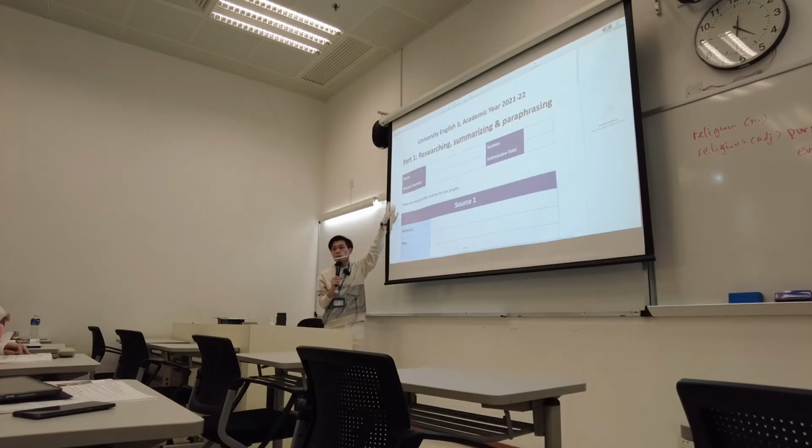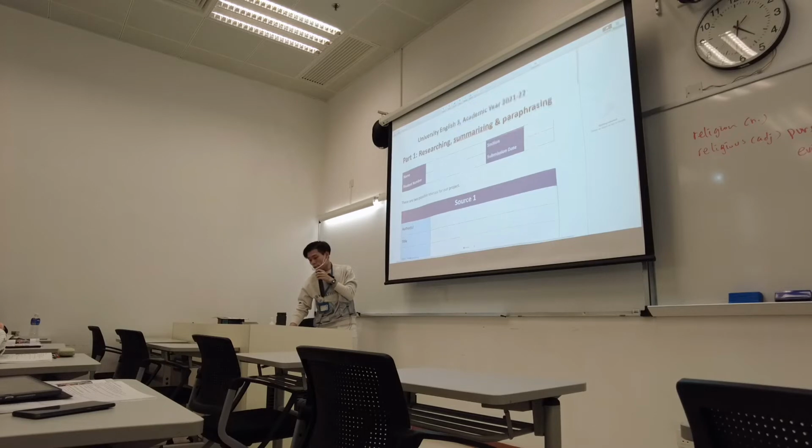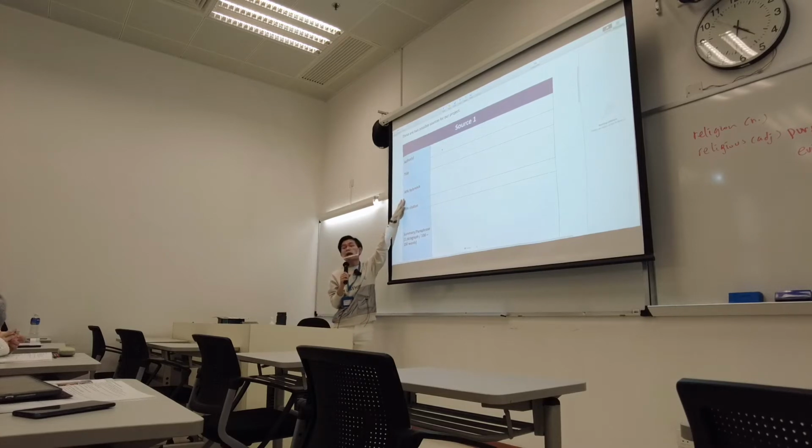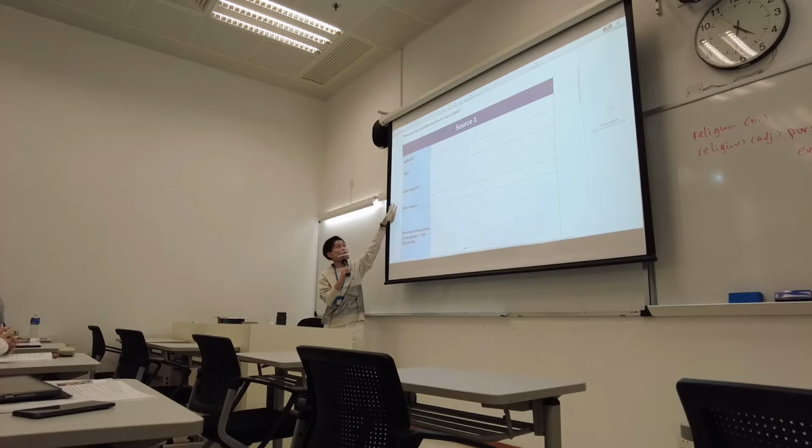Okay, so you have to read your references and write this one. So what do you have to write? Let's go through one by one. You need to include the author, the name of the writer, and also the title of the paper or the book you have chosen. Then you have to follow APA style for the reference and the citation.